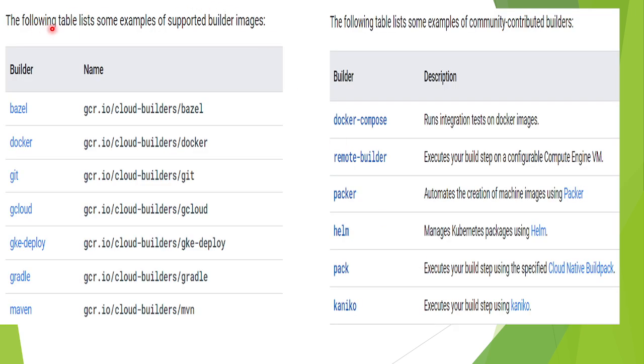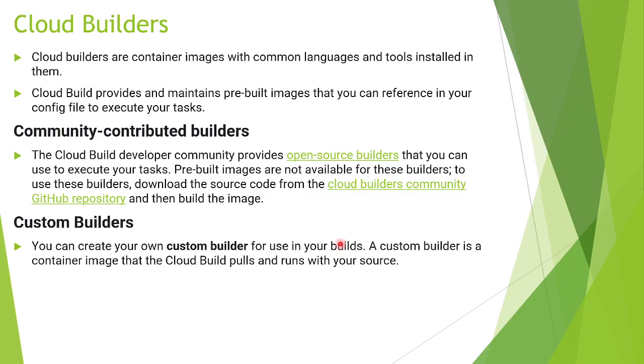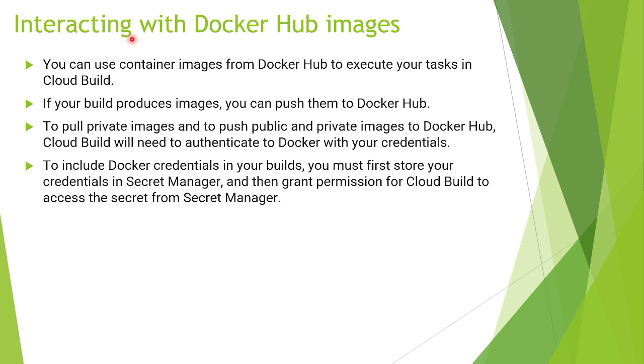There is also a list of the builder images. If you want to go with cloud builders, it provides Bazel, Docker, Git, gcloud, GKE, Gradle, and many more images. You can figure out which is required according to your requirement. The same goes for community-contributed builders. We have Docker Compose, Packer, which we can use to create machine images, Helm charts, and Kaniko, so multiple images are provided. Even if none of these images help you execute your task, then we have the option of custom builders also.